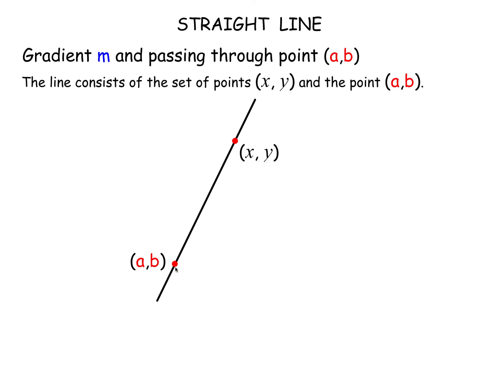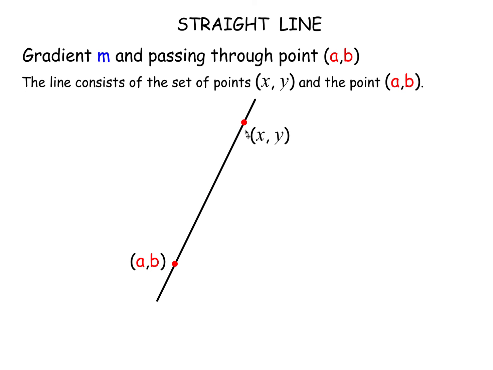So here there's a line passing through the point (a, b). So a and b are simply two numbers for the coordinates. The point here, (x, y), is x and y are variables, so they can have different values. x and y represent any other point on the line apart from (a, b). So (x, y) is a movable point. It's anywhere on this line other than (a, b).